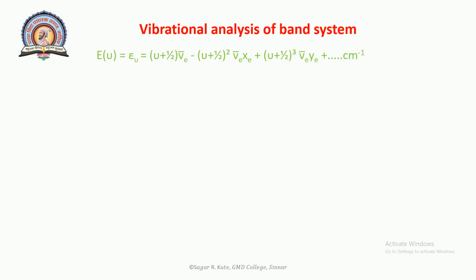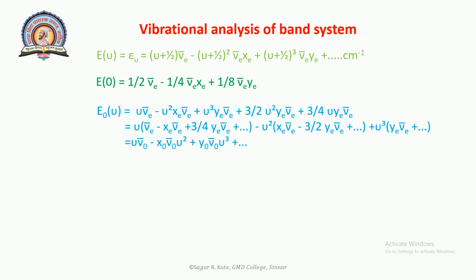In vibrational analysis of the spectrum of a band system, the energy of the v = 0 vibrational level is taken as 0. That is, in the modified system, the vibrational term E0 = ω_e/2 − ω_e x_e/4 + ω_e y_e/8 is taken as 0, and the modified vibrational term is written as E0(v). Then E0(v) = vω_e − v²x_eω_e − v x_eω_e + v³y_eω_e + (3/2)v²y_eω_e + (3/4)v y_eω_e.